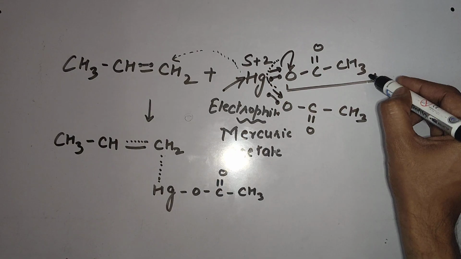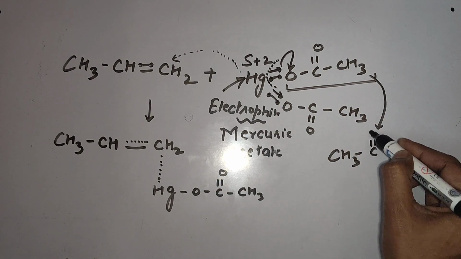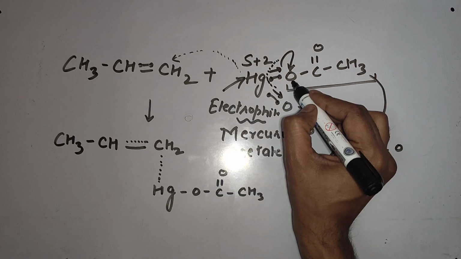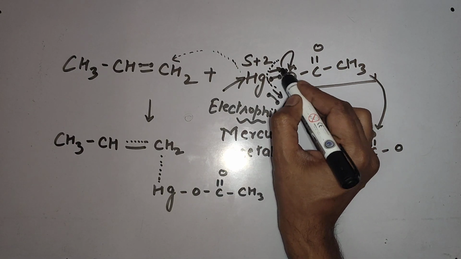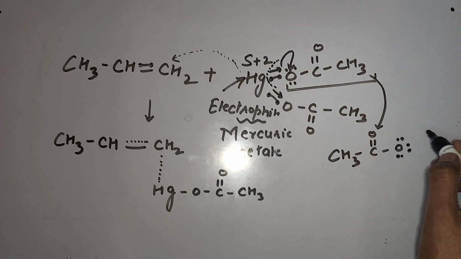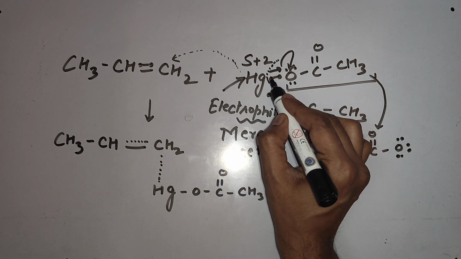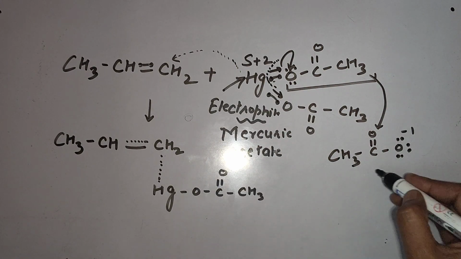This part will release out as acetate. Oxygen already carrying 2 lone pair. After breaking bond from mercury, it will get third. In this third pair, one electron is of mercury, that's why oxygen is carrying extra negative charge, -1, acetate ion.